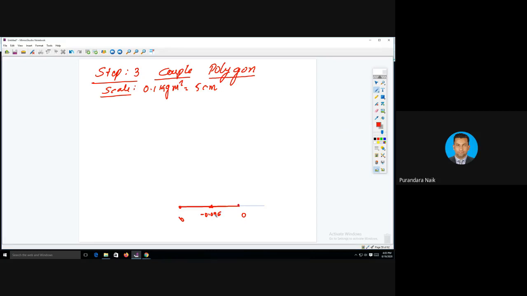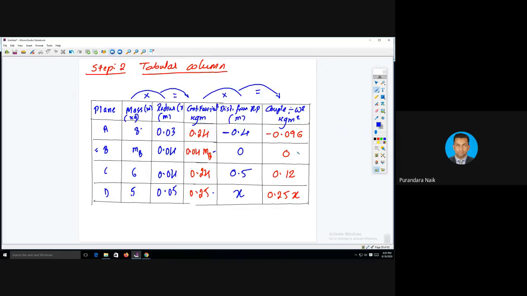After that, you need to take a reference line again at this point. Once you reach the point, you need to take a reference. The reference line is positive x. Next, you go to the tabular column. B is 0, forget it. Next is C, 0.12. How to convert to the proper scale? Here, 5 divided by 0.1 into 0.12, that is 6 centimeter.